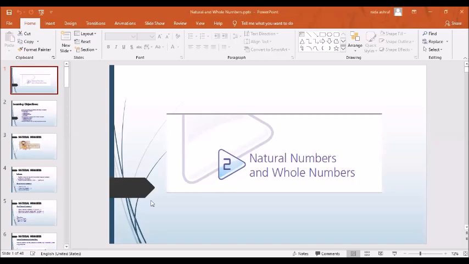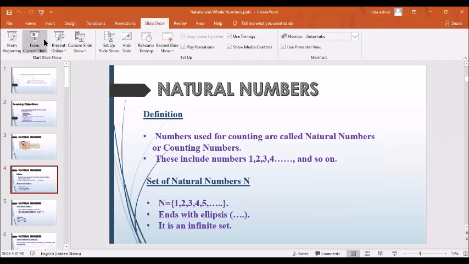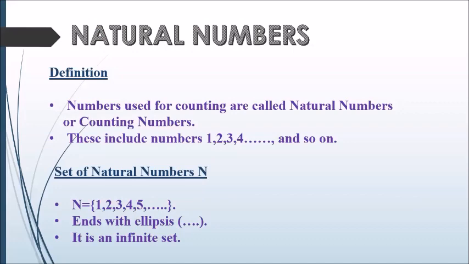Okay, now let's start. So we started off with natural numbers and whole numbers. It was very easy. The definitions were given to you on the slides. What are natural numbers? The numbers that we use to do counting or to count things are called natural numbers. They start from 1, 2, 3, 4 and they go on. Now remember that natural numbers do not include 0. It starts from 1, it goes on to 2, 3, 4 and on and on.